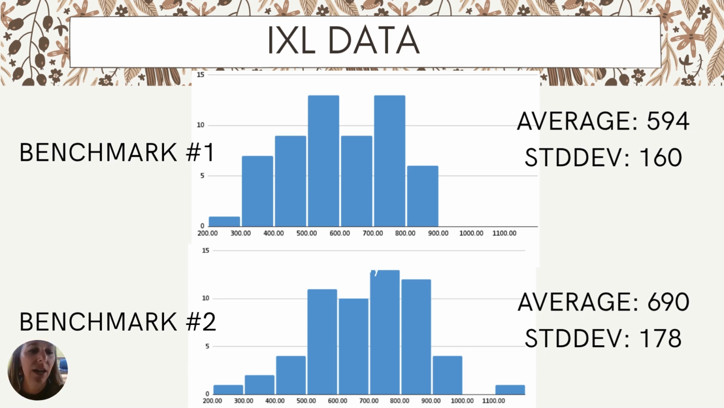You can see we're looking at benchmark 1 and benchmark 2. Benchmark 1 is taken at the beginning of the course, and the average score on benchmark 1 was 594, which means about a 6th grade level. It's 5th grade, 94, a little bit further along in 5th grade. So you can see that the average did increase at the end of the year to 690. So the average went up about a grade level.